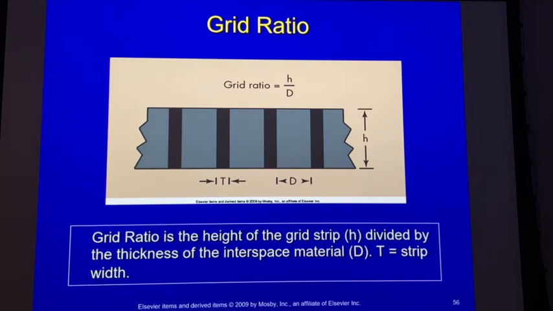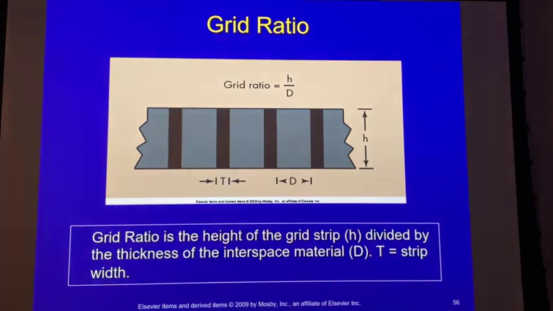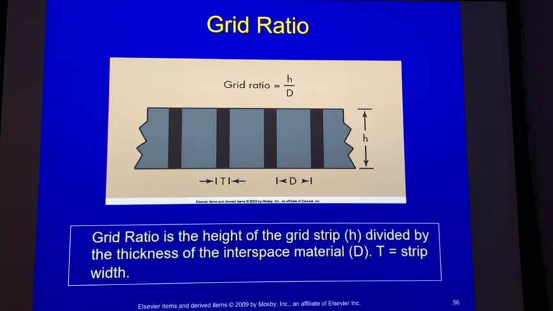So you got grid ratio. Grid ratio is the height of the grid strip divided by the distance in between. That's just the definition of your grid ratio.